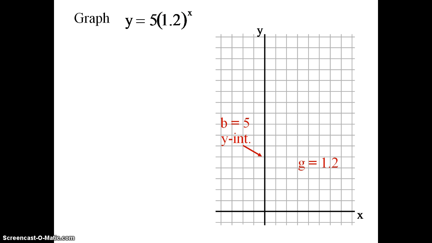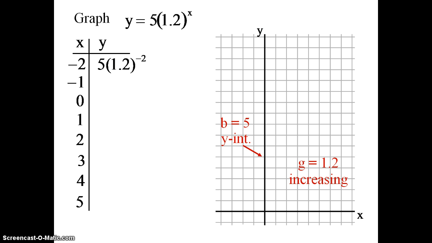G equals 1.2 is our growth factor. And so we can already see here what's going to happen in our table. If I input -2, what comes out is approximately 3.5. So to the left 2, up 3.5. If I input a -1, I get approximately 4.2. To the left 1, up 4.2.